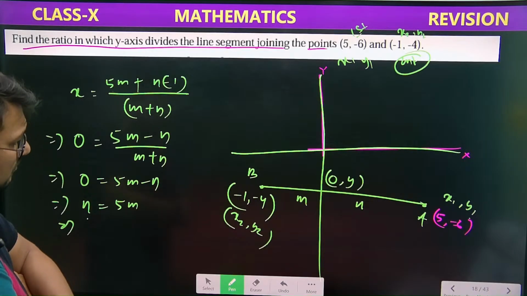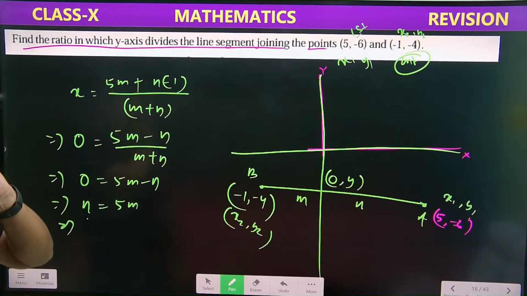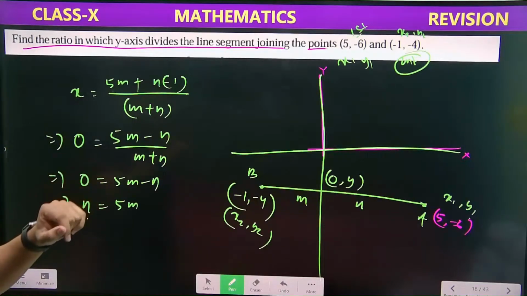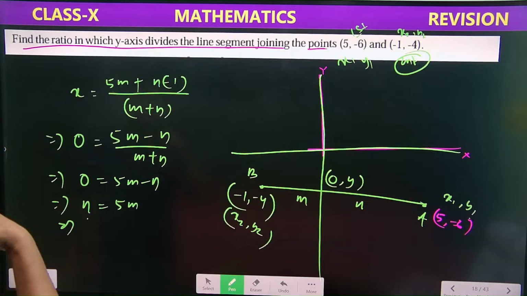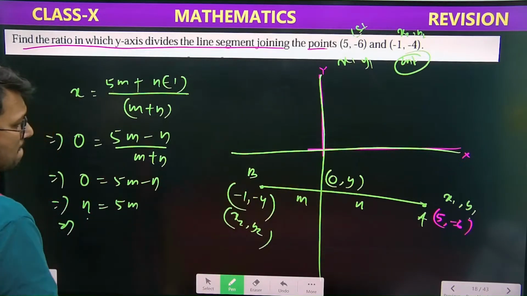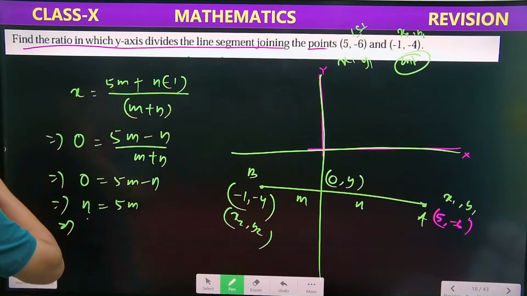Why? By using this one, what happened? 5 into m, m into 5, 5m plus n minus n, right? Divided by how much? m plus n, taken correctly. So 5m minus n divided by m plus n, 0.